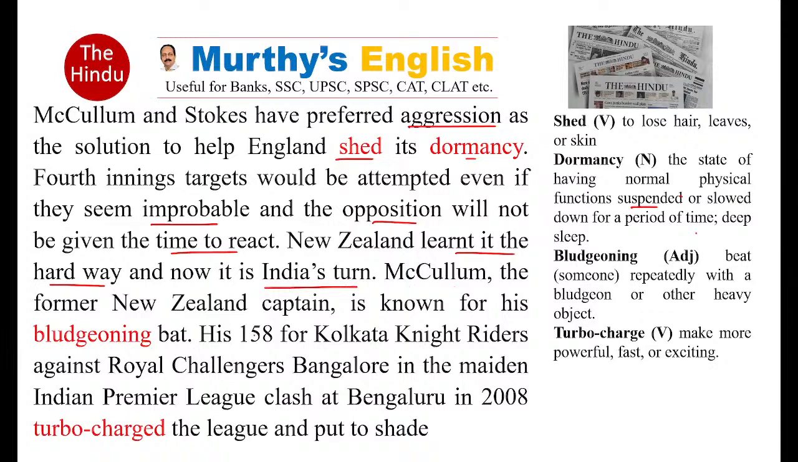McCullum, the former New Zealand captain, is known for his bludgeoning bat. This is a new word we have got for the first time. What does it mean? Part of speech: adjective in this context. Otherwise, it's a verb. It could be a noun as well. Beat someone repeatedly with a bludgeon or other heavy object like a club. To score well, that's what it means.